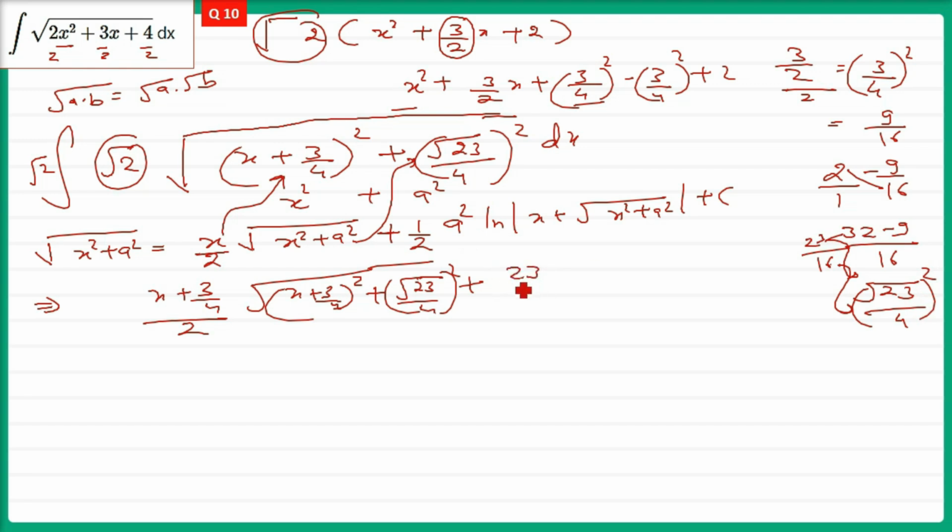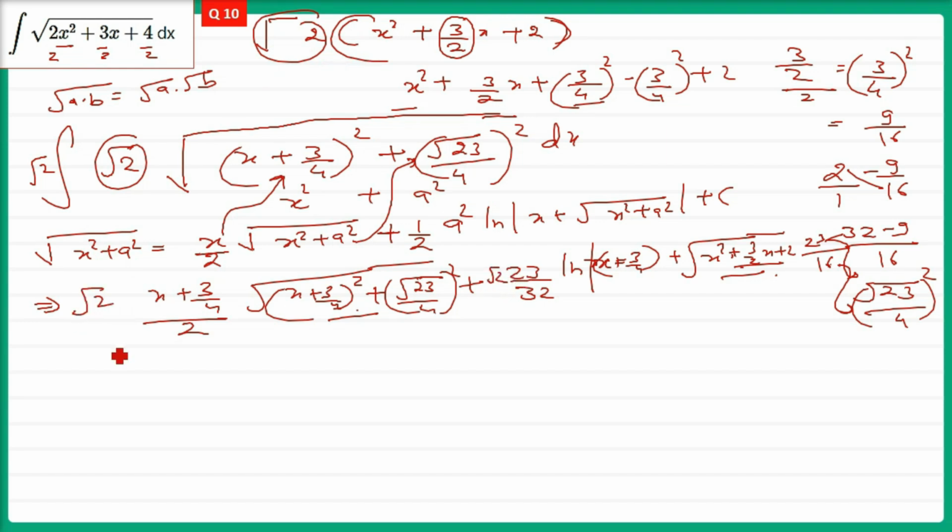Now a square by 2, root 23 by 4, 16 actually. So 16 into 2 is 32. 2 was already there in the denominator. Ln modulus x plus 3 by 4, then x plus 3 by 4 whole square plus root 23 by 4 whole square. So now you can write x square plus 3 by 2 x plus 2, because this is after taking under root 2 outside. Whatever is inside under root x square plus a square, root 2 will be multiplied only to the outside thing, not inside the ln, not inside the log.